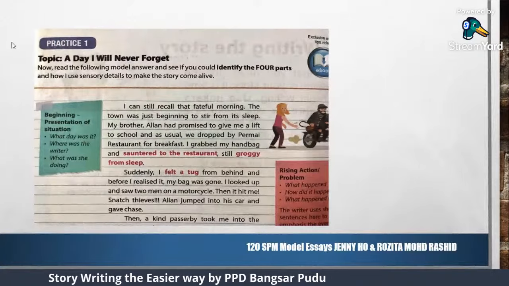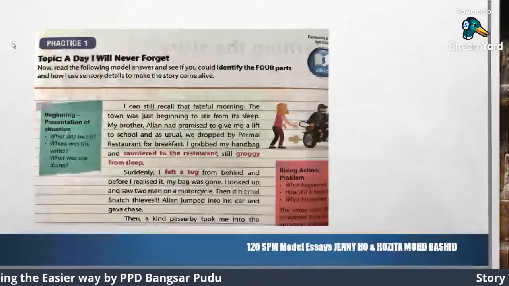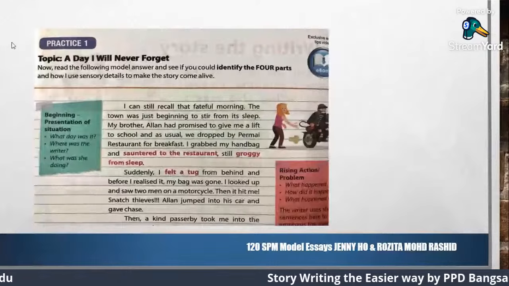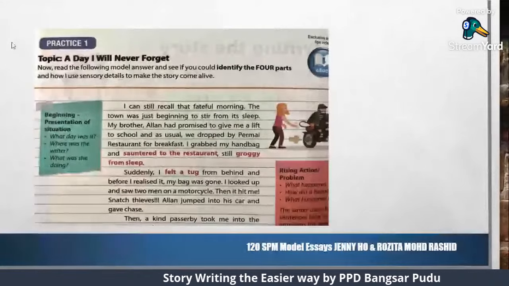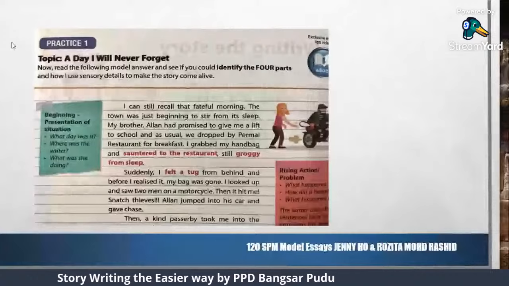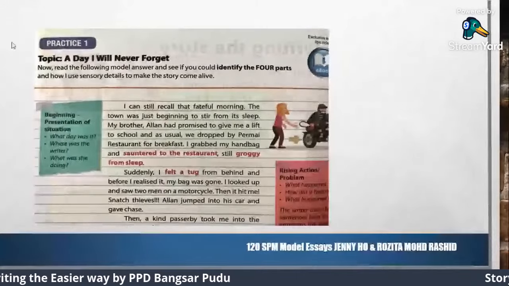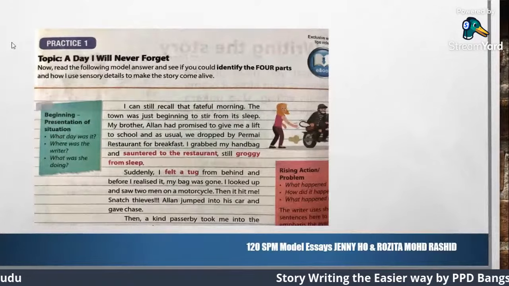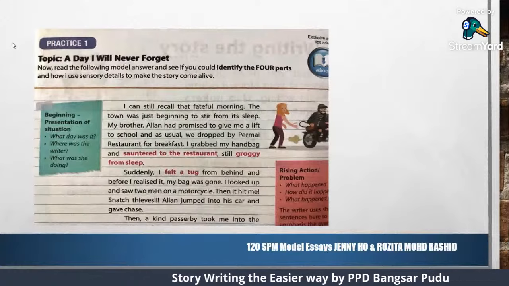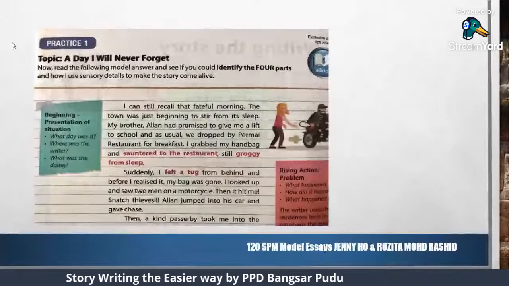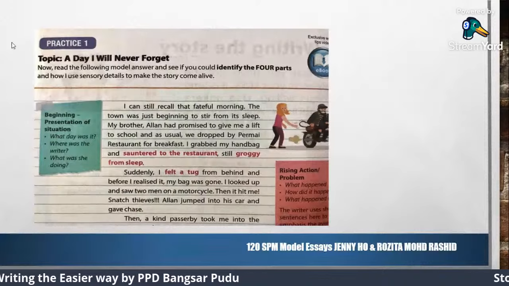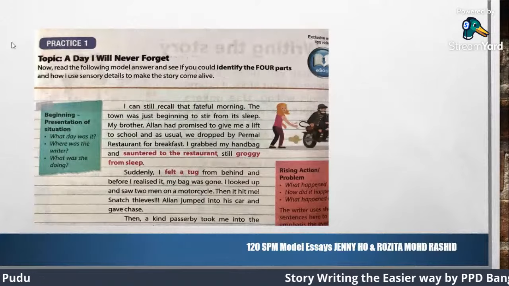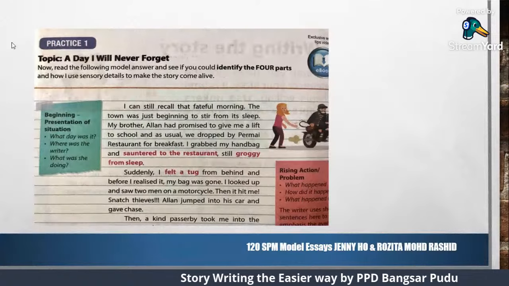I grabbed my handbag and sauntered to the restaurant, still groggy from sleep. This is the part where I show, not just merely tell, that I had just woken up. See, if you just woke up, you wouldn't walk very fast, right? So the word sauntered means walk slowly. And groggy from sleep, still a bit dizzy, still in sleeping mode. So this is one of the ways I introduce my setting.